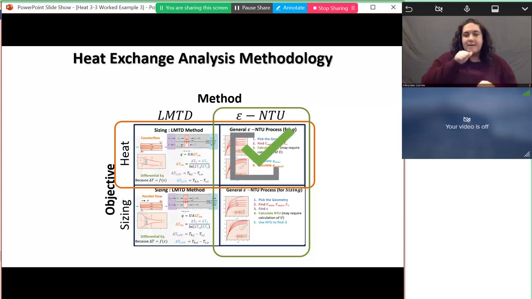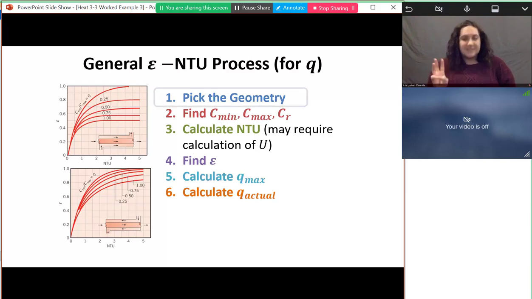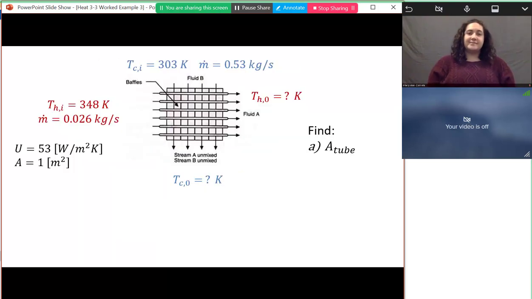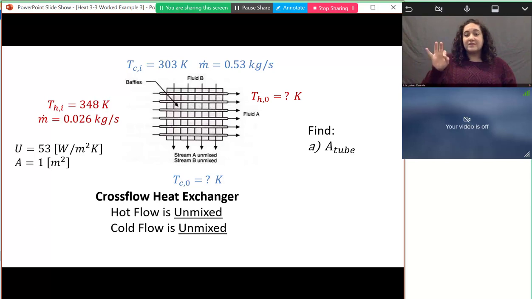So here, I know the process that I'm going to use, so I have a flow chart. I want to pick the geometry, find my big C values, find the NTU from the definition, use an expression or correlation to find effectiveness, calculate Qmax, and then with Qmax and effectiveness, calculate the actual amount of heat transfer. So first we'll try to pick the geometry. So we know that we have a cross-flow heat exchanger, and it's unmixed on the hot side and unmixed on the cold side.